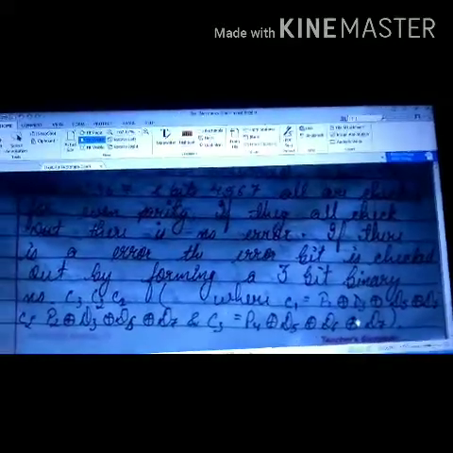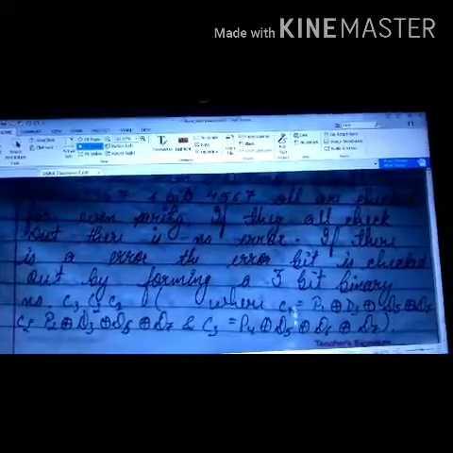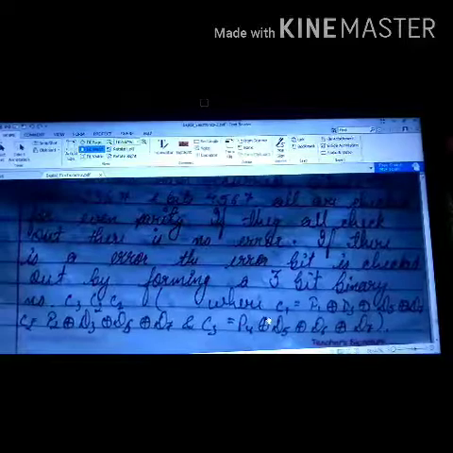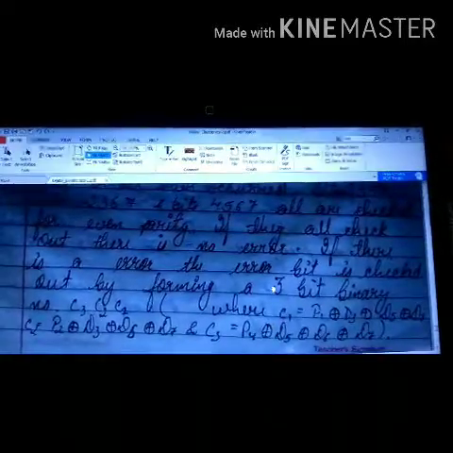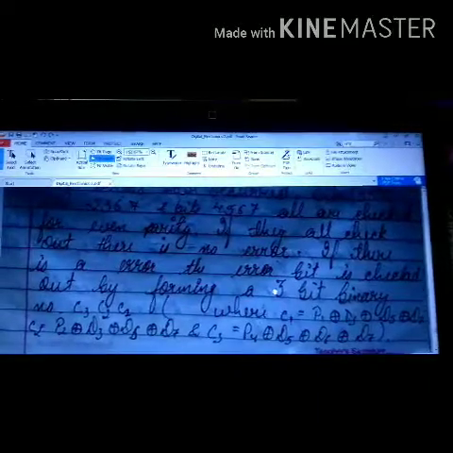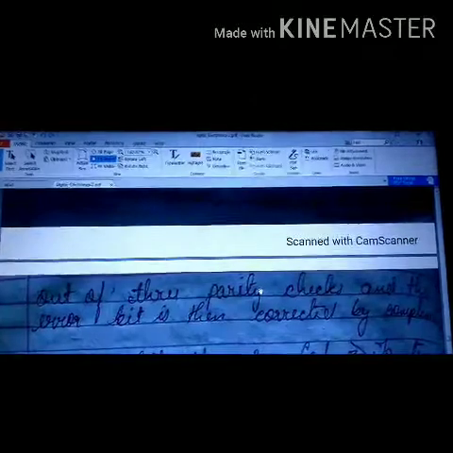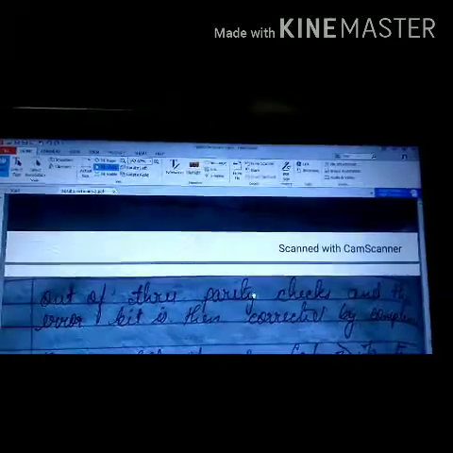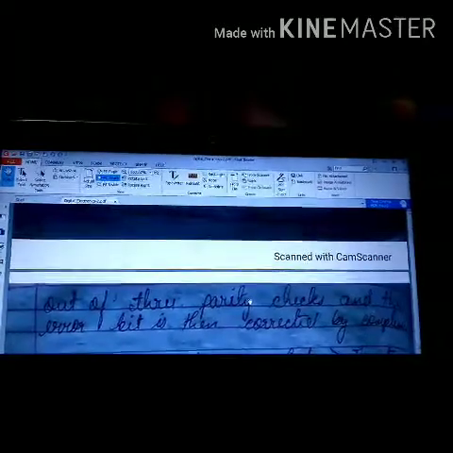Now if you pay attention, these are the same bits which were used for setting the parity in P1, P2 and P4. By using this method we can exactly detect at which bit there is an error, and we can just change that bit from 0 to 1 and we will get the correct answer. So out of the 3 parity checks, the error bit is then corrected by complementing.